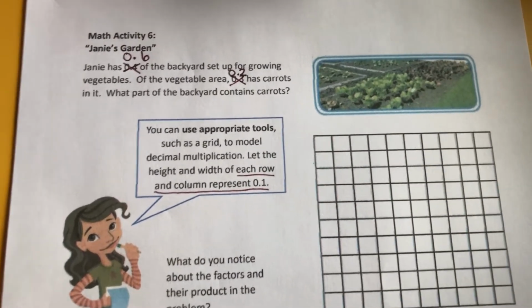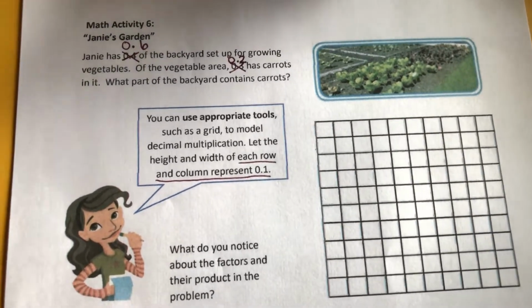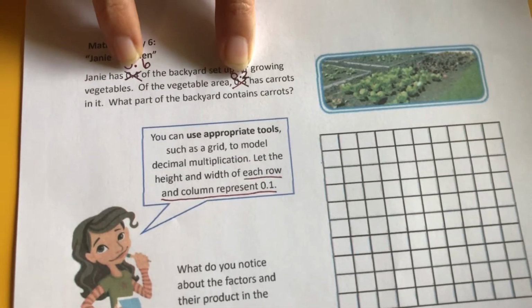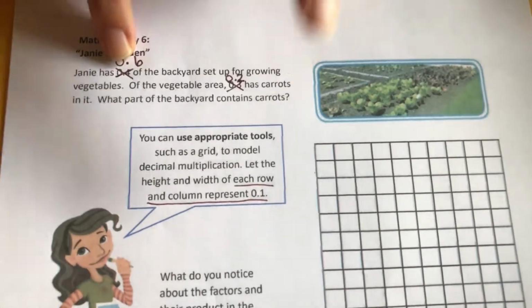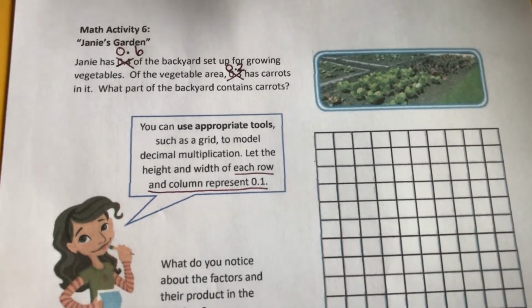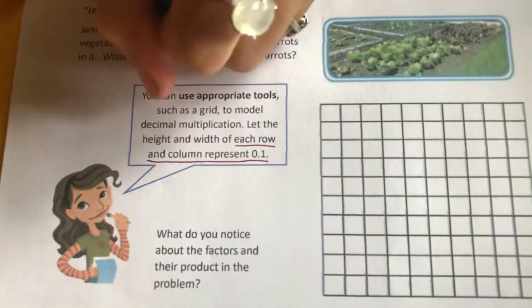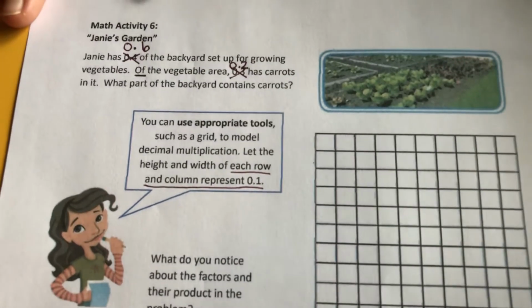This is basically a multiplication problem, you guys. It's asking you to multiply 4/10 by 3/10 to find out what area of the vegetable garden is carrots. And the word of is kind of our clue word there. Of usually tells us to multiply.